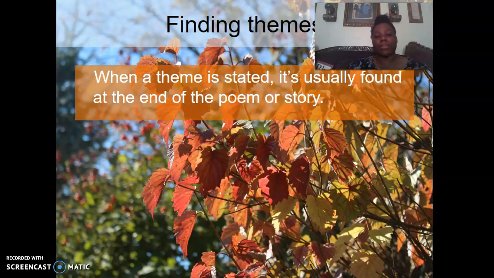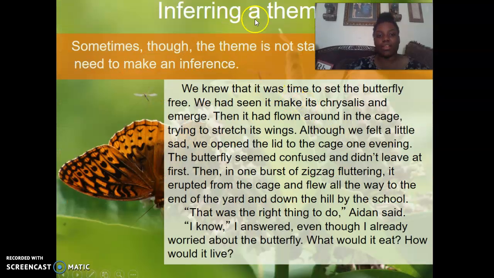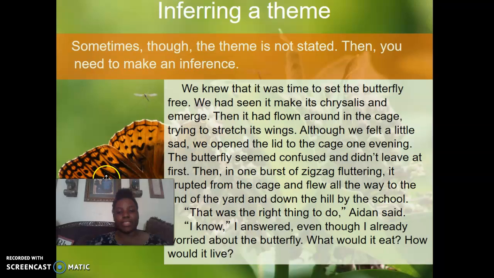So remember how we talked about we can find the main idea of a story by looking at the first or the last sentence? Sort of the same thing here. We can find that explicitly stated theme at the end of that story or poem. And your reading hint is look at the last page of a story to see if you can find the stated theme.